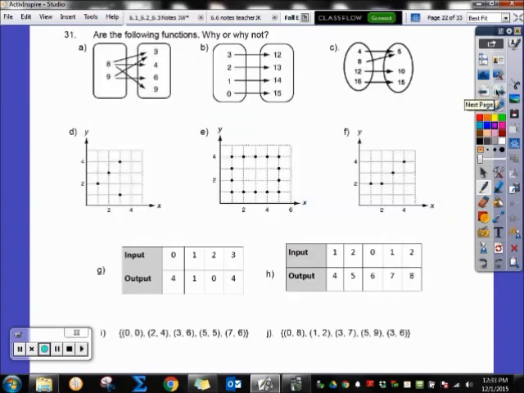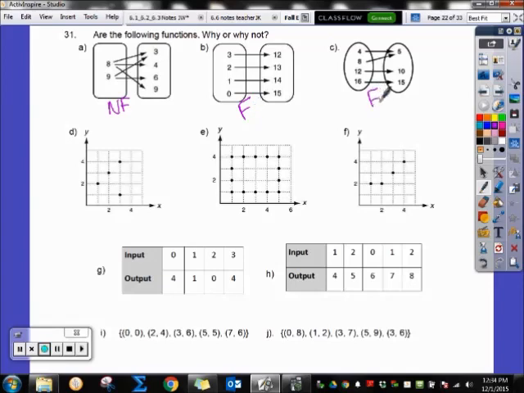For 31, we want to know whether or not these are functions. So the main thing we're looking for, if it's a function, is does it have a repeated x value? If it is in a mapping diagram and it has more than one arrow, then it is not a function. So this would be not a function. For B, each x value only has one arrow, so this would be a function. Same thing for C, that would be a function.